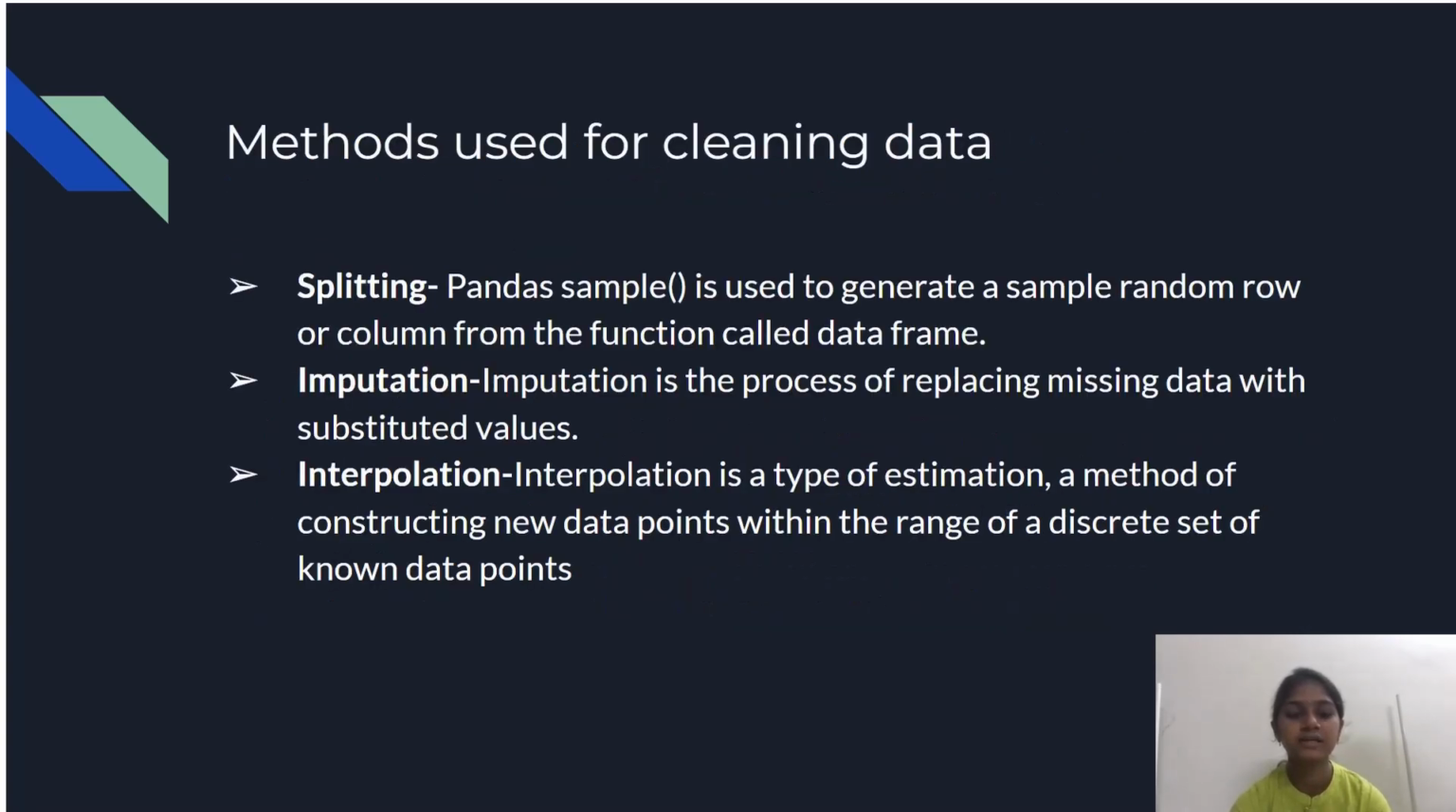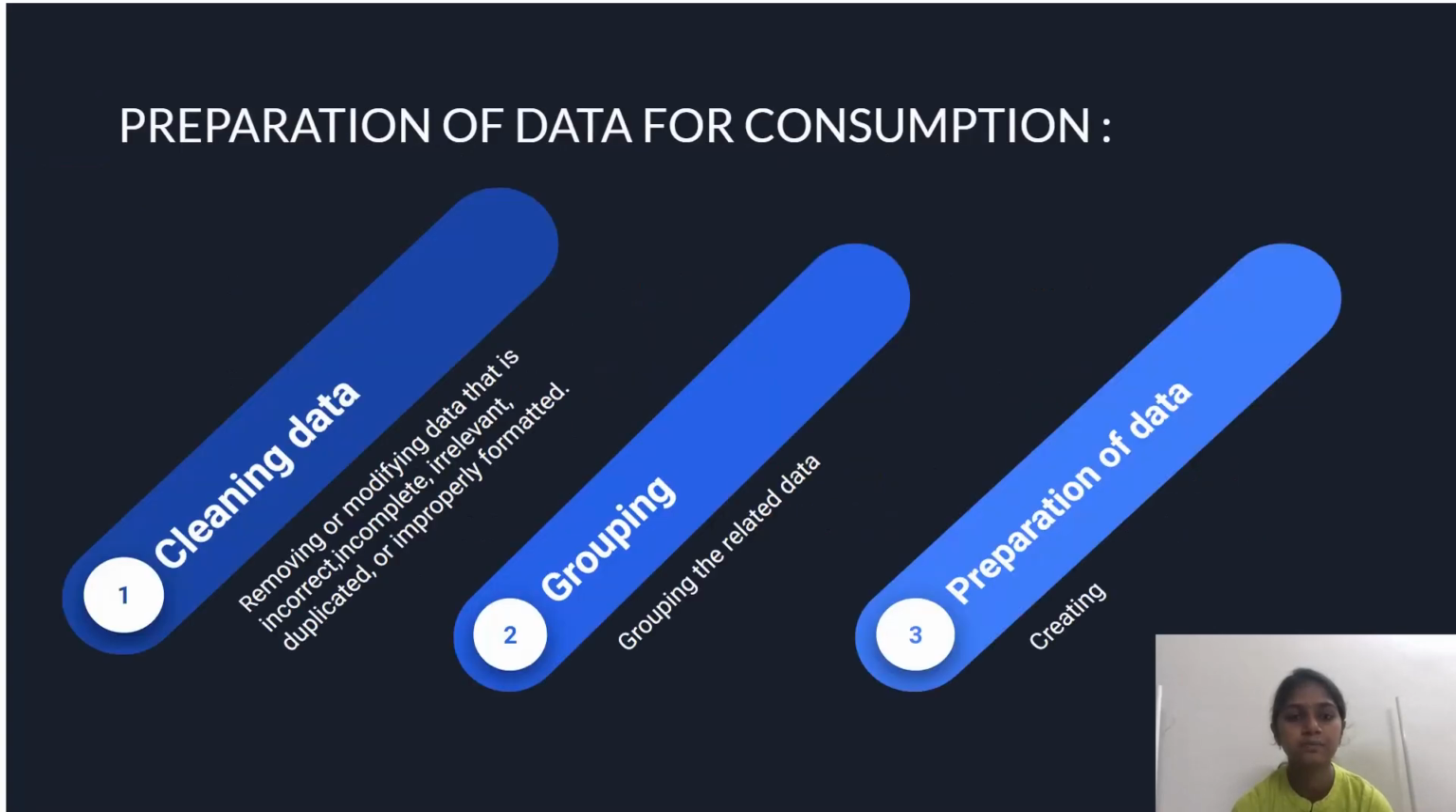Methods used for cleaning data: splitting, imputation, and interpolation. Splitting. Pandas sample is used to produce a random sample row or column from the data frame. Imputation. Imputation is the process of replacing missing data with substituting values. Interpolation. Interpolation is a method of building new data points within the range of a discrete collection of known data points, and it is a sort of estimation.